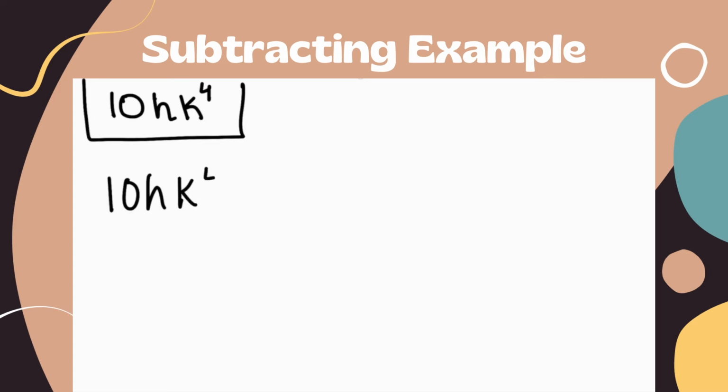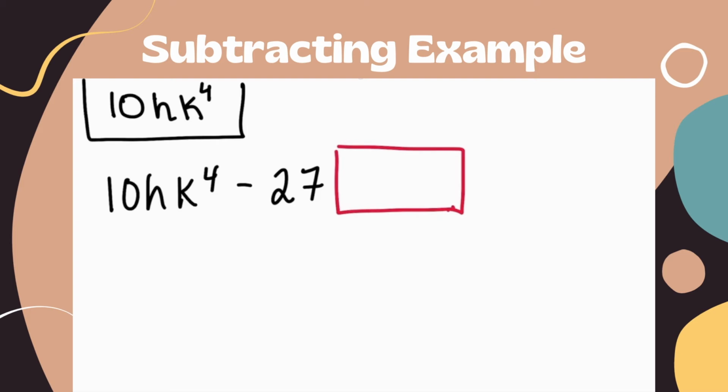When we have 10hk to the fourth power, what can we subtract from it that has a coefficient of 27? Pause the video and think about it. Can you figure out what has to go in this red box in order for us to actually be able to combine like terms through subtraction?